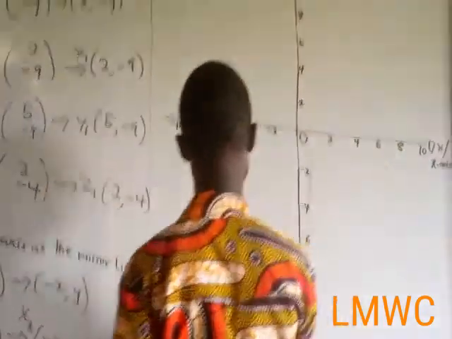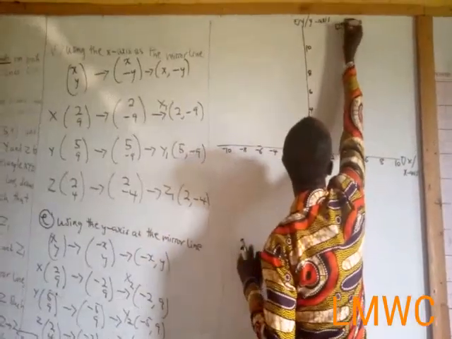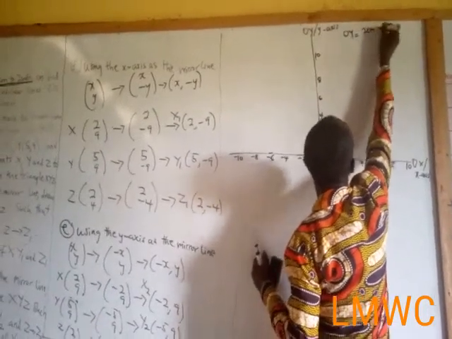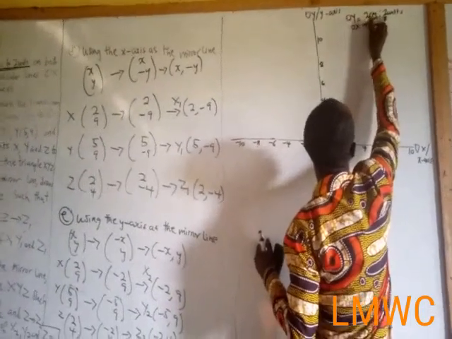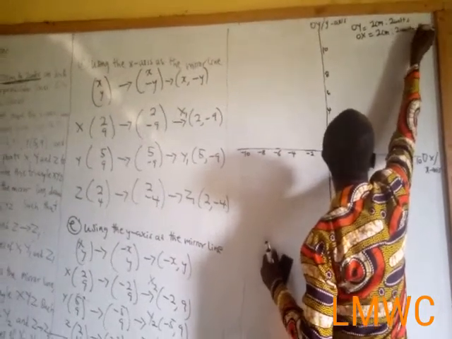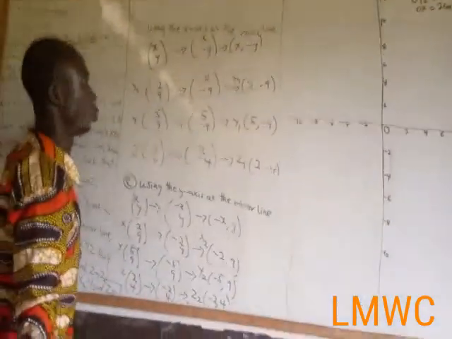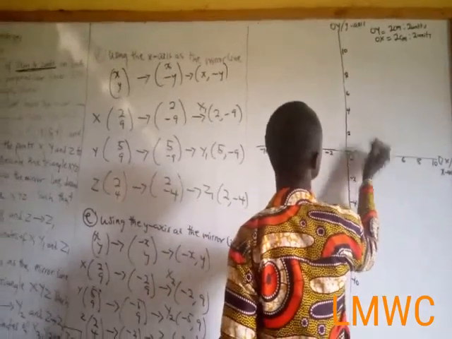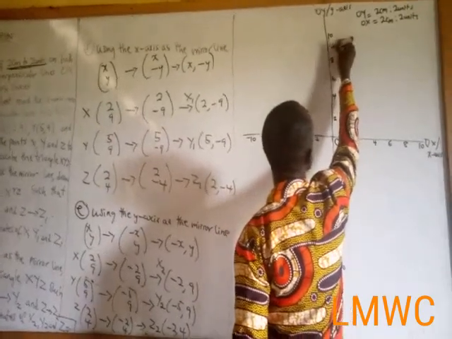So you can clean it. You label. So you write your scale. We have OY. OY is 2 centimeters to 2 units. And OX, 2 centimeters to 2 units. We have X. X is 2, 9. So we have 2, 9. So this is 2. And this is our 9. In between 8 and 10 is 9. So this is our 9.